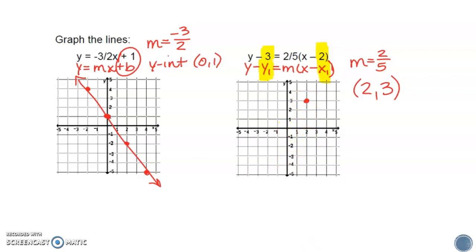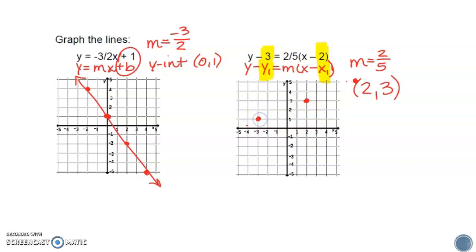I'm going to use my slope of 2/5 to find the next point on my line. So I'm going to go up 1, 2 and over 1, 2, 3, 4, 5. I'm kind of off of my graph here. But I can extend my line backwards by doing the opposite of up 2 to the right 5. I'm going to go down 2 and back 5. 1, 2, 3, 4, 5.